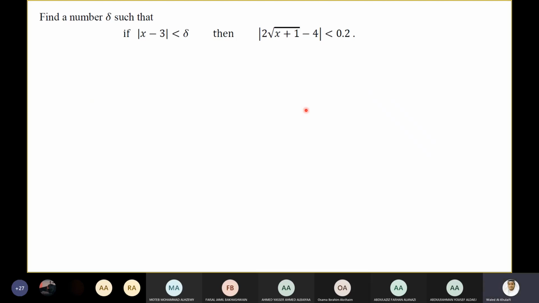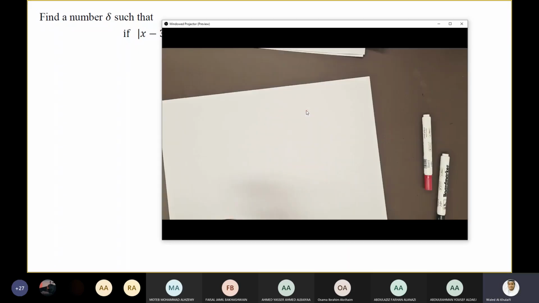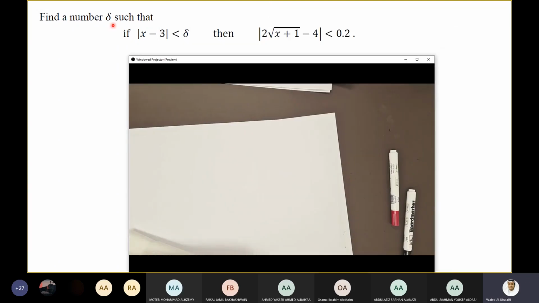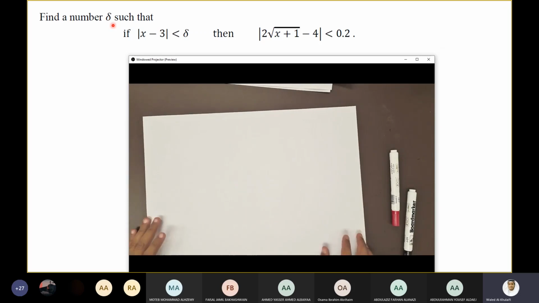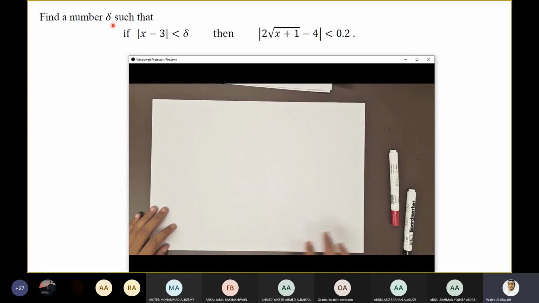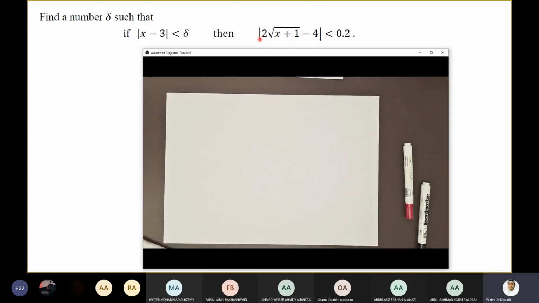The epsilon and delta definition. This is really the concept of the limits. So the question says this: find a number delta such that if the absolute value of x minus 3 is less than delta, then the absolute value of 2 times the square root of x plus 1 minus 4 is less than 0.2.